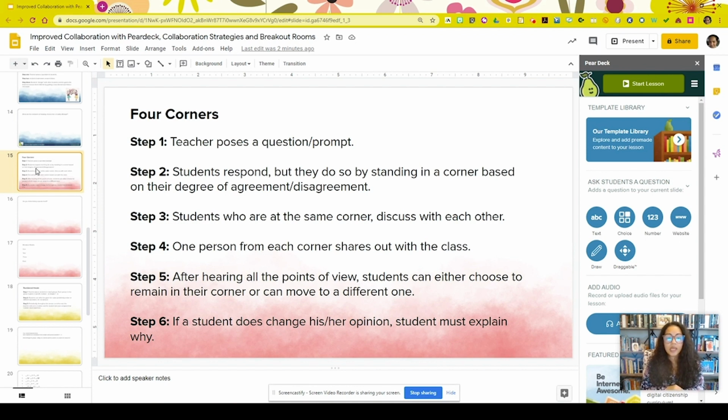My students, they do respond, but not verbally. They respond by moving. So you are in a room, and each corner represents some sort of degree of agreement or disagreement. So you could do, this corner to the front left is I fully agree. Front right is I sort of agree. Back left is I sort of disagree. Back right, I completely disagree, right? Something like that. And then you give your students the opportunity to move.